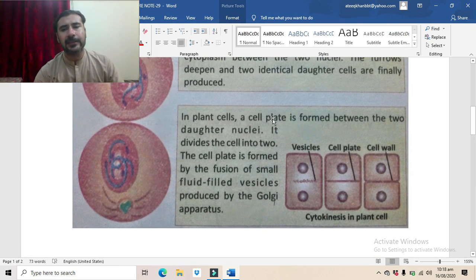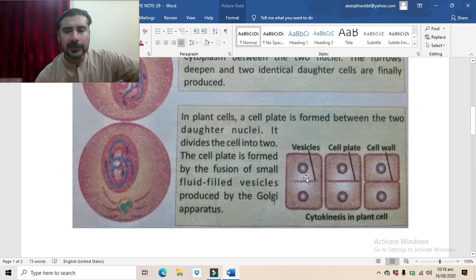In case of plants, in plant cells, a cell plate is formed between the two daughter nuclei. This is one nucleus, this is another nucleus. In between these two, this cell plate is formed. This cell plate is basically formed from vesicles. The vesicles are produced by the Golgi apparatus. It divides the cell into two. The cell plate is formed by the fusion of small fluid-filled vesicles produced by the Golgi apparatus.